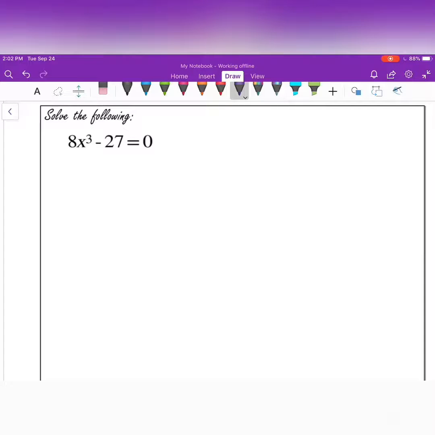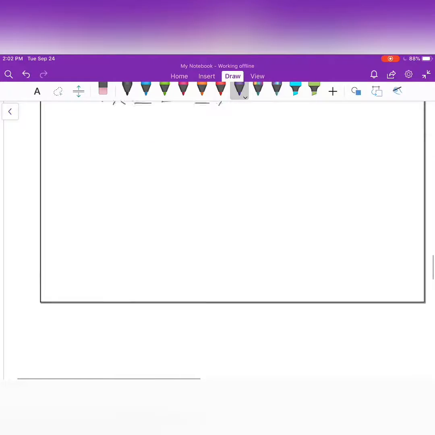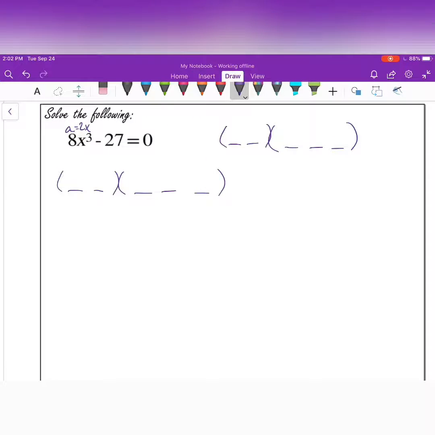All right, and for one more here, it says solve the following. This one is a mop technique. Don't forget that that goes to a binomial times a trinomial. A would be 2x, because 2 times 2 times 2 is 8, and x times x times x is x cubed. B is 3, because 3 times 3 times 3 is 27. So this is 2x and 3, because the first two are a and b. Then it goes a squared, ab, and b squared.